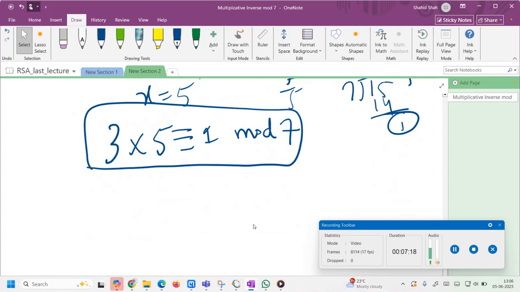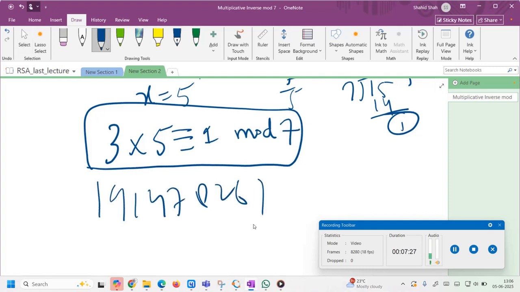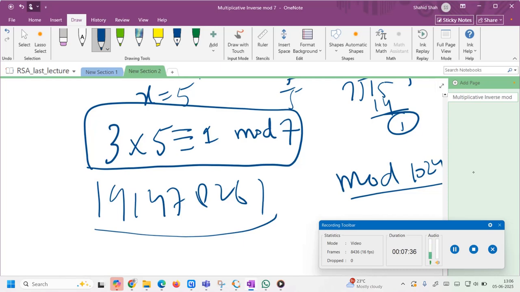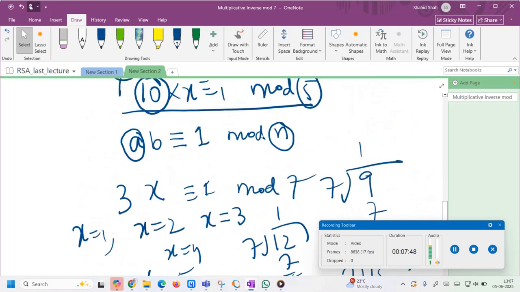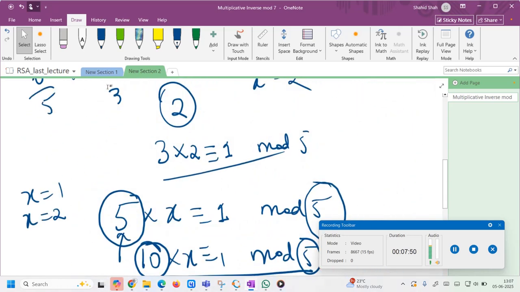So this is the way, but as the numbers are very large, these 3 and 5 are very small numbers. Take a very large number, 191478267. Now try to find its multiplicative inverse, say modulo 1024. It's a very huge number. So then you need some algorithm. There is one algorithm for it, called Euclid's extended algorithm. We will not do that, but there is a way out. But at least it is clear what multiplicative inverse means.